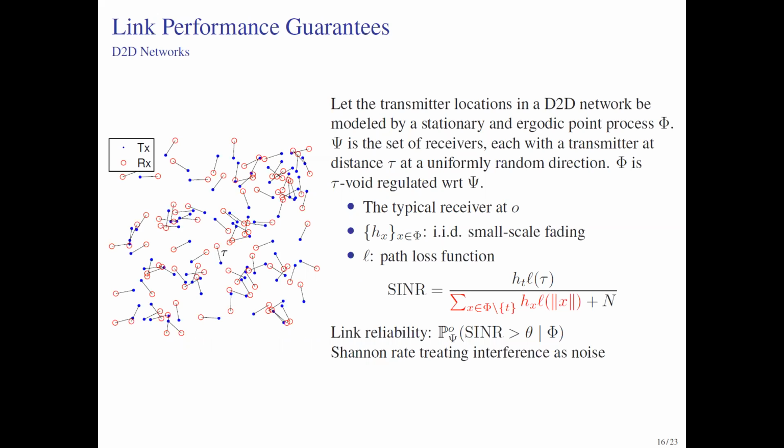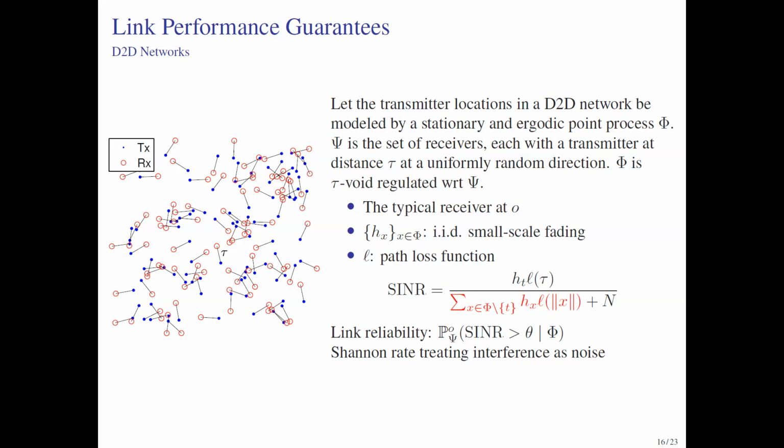I look at the concrete example of the device-to-device network again. This is the figure that I showed in the first few slides. So there are pairwise transmitters and receivers. They are distance tau apart, and by the definition, we immediately know that the transmitter point process is tau void regulated with respect to the receiver point process, because when you are centered at any receiver, it always observes at least one transmitter within this distance tau.